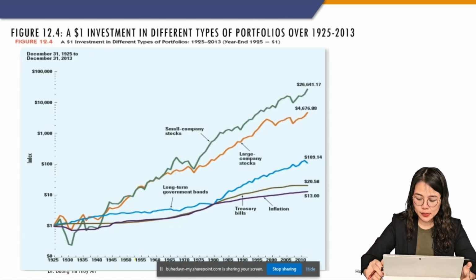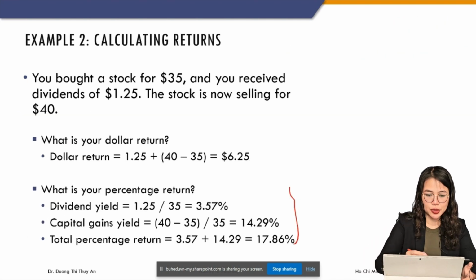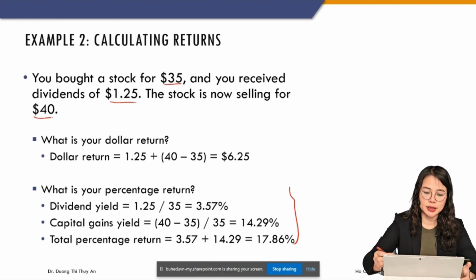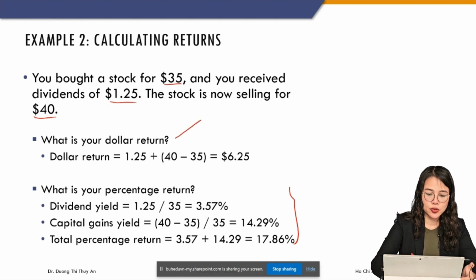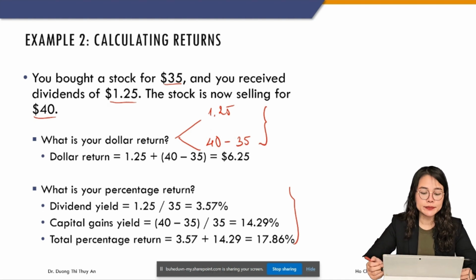Okay, but here, you see, in this example, you bought the stock for $35 and you received a dividend of 1.25, and the stock is now selling for 40. So what is the dollar return? There are two sources of income, right? One is from the dividend, 1.25, and one from the capital gain or loss. So we take $40 and subtract what you have paid. So those are the two sources of income.